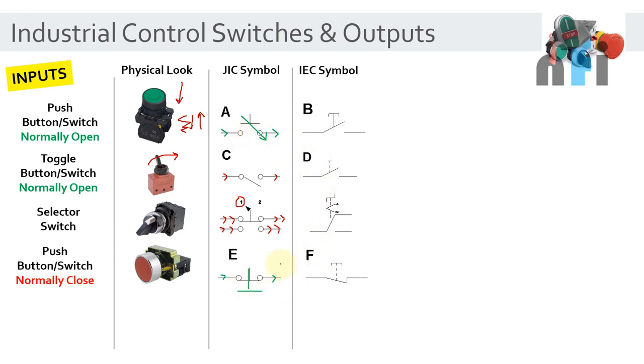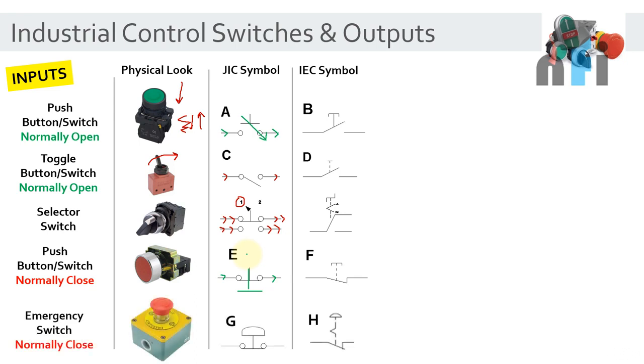Very easy to understand. Then you have the emergency switch, which is normally closed. This is a general representation. It is also called mushroom head, so you have a different representation at the top, but it's almost similar to the NC switch. The function is the same. It just looks different because it has some emergency controls.